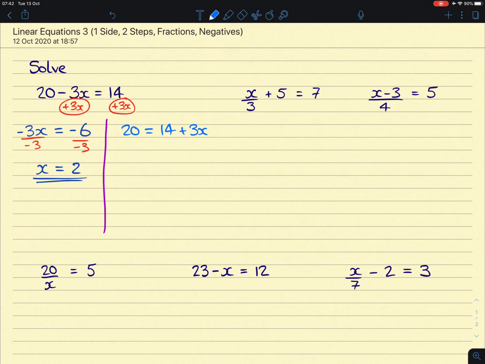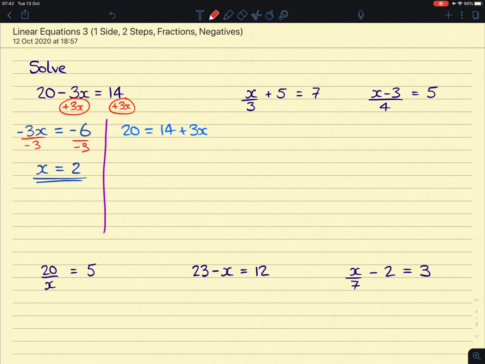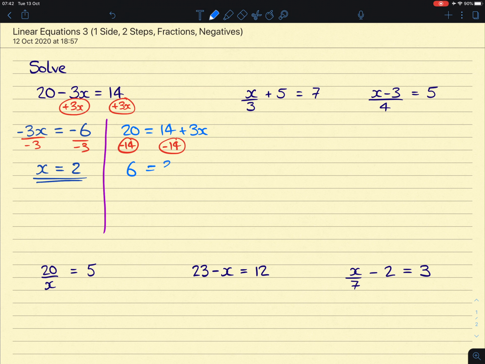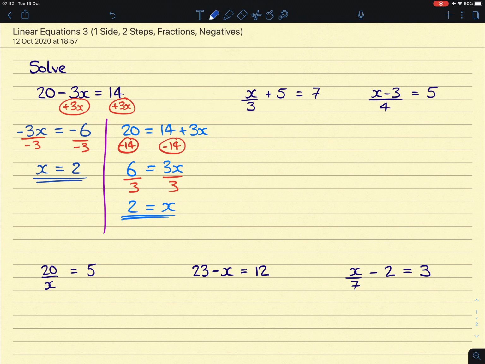And now you've got an equation, the likes of which we've covered before, where we can take away 14 from both sides in order to get rid of that plus 14 that's with the 3x, leaving us with 6 equals 3x, and then we divide both sides by 3. We'll get x equals 2, or 2 equals x, the way it's written. Now that technically has 3 steps to it, but if you prefer to avoid negatives, then that might be something you choose. Either way, the solution is the same, and the strategies work for both.